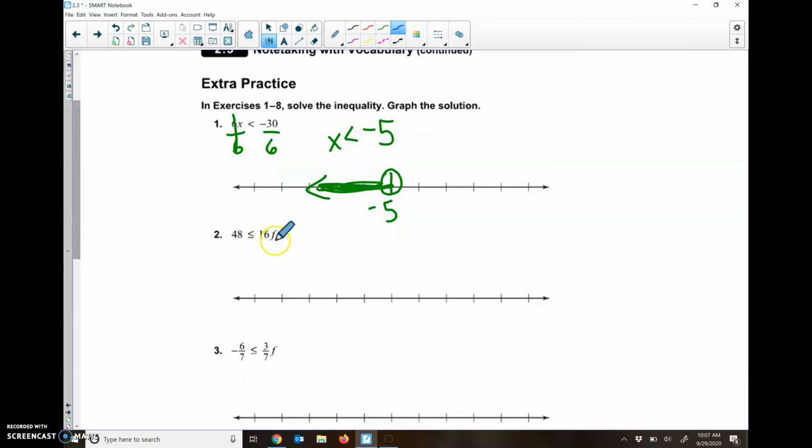Okay, here I got 16 times f, so I'm going to divide by 16. 48 divided by 16 is 3, so 3 is less than or equal to f. I'm going to rewrite that so my f is first, so f is greater than or equal to 3. I'm going to put a filled-in circle this time at 3 because it's equal to, and f is greater than or equal to 3, so I want numbers like 4, 5, 6, 7, all those going to the right.